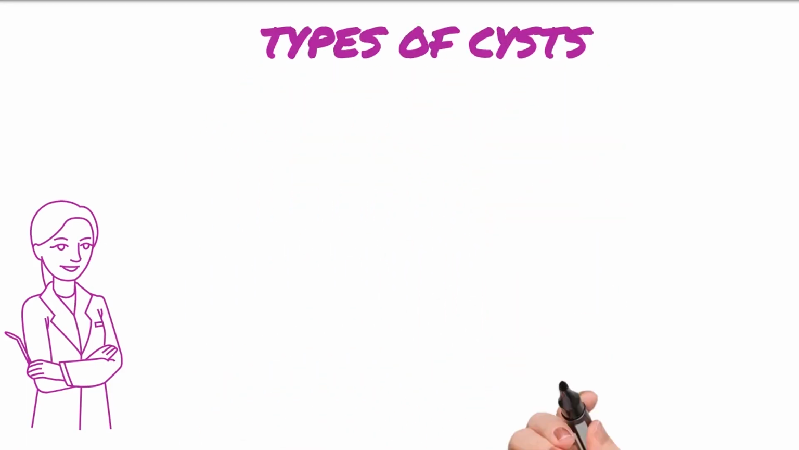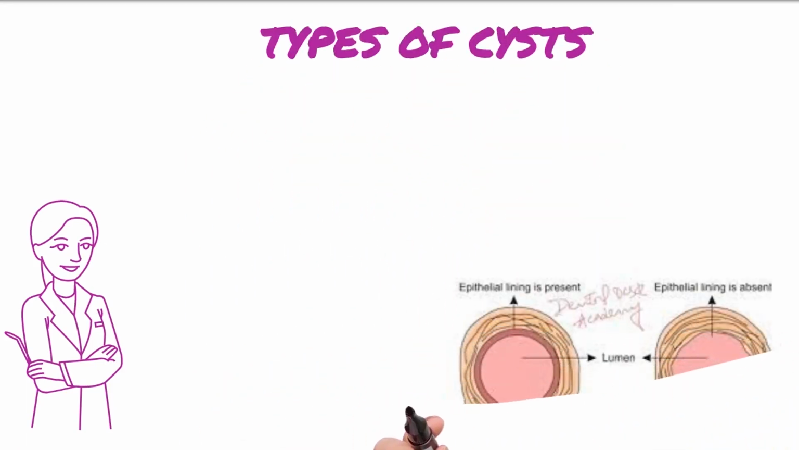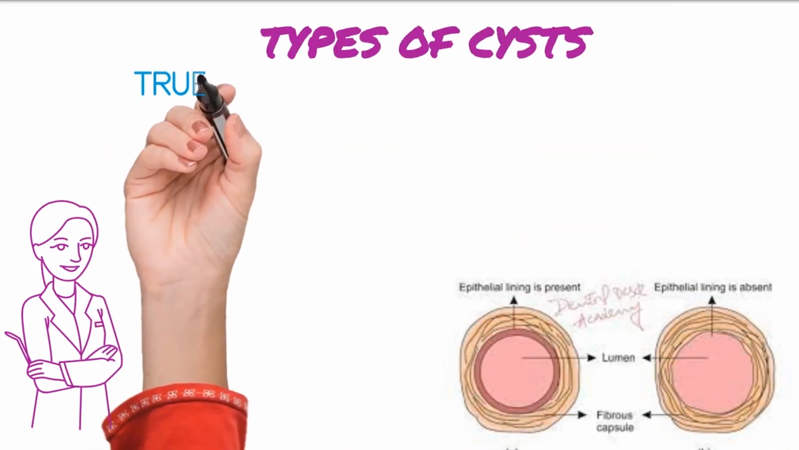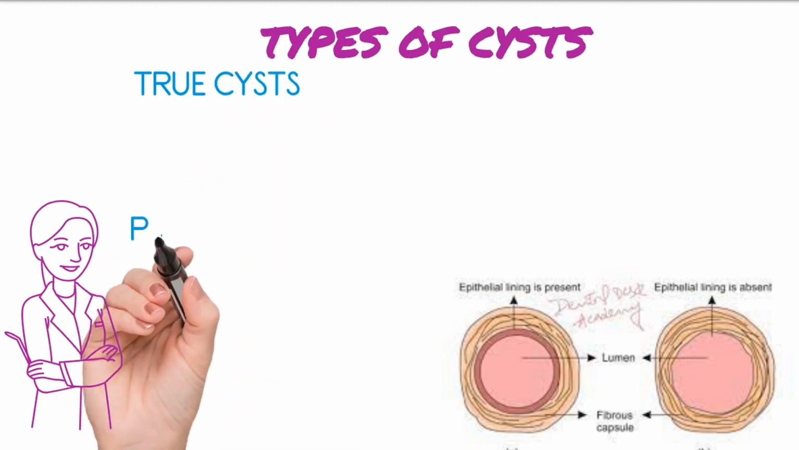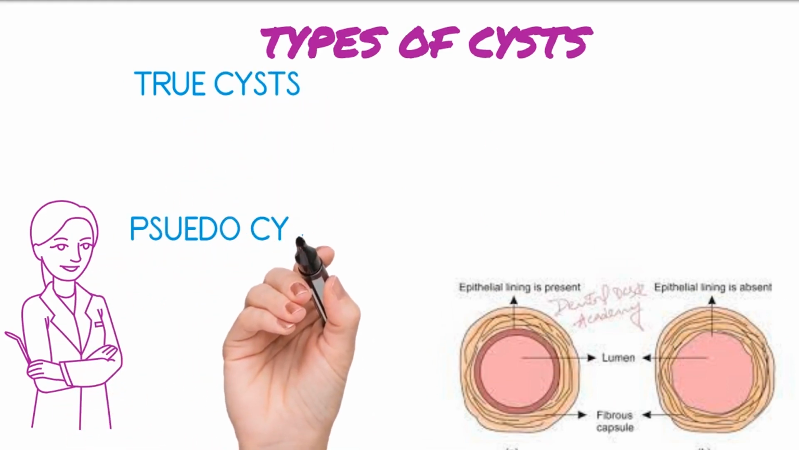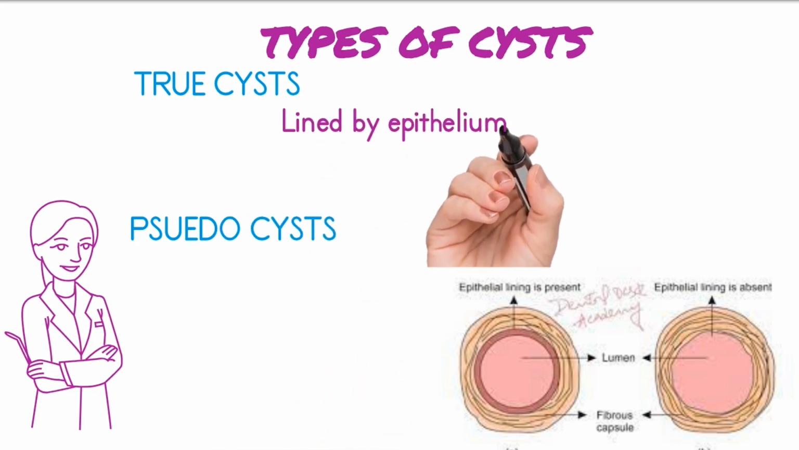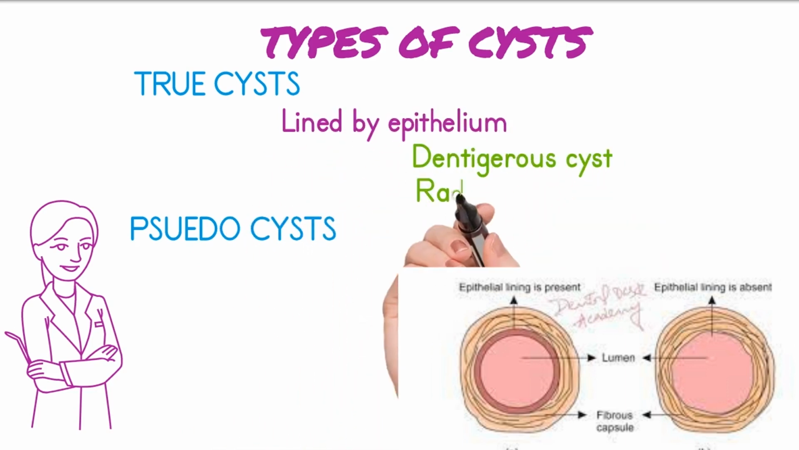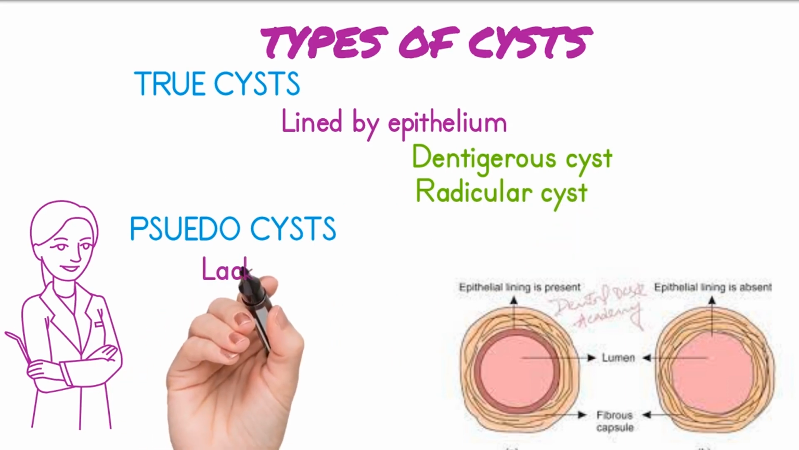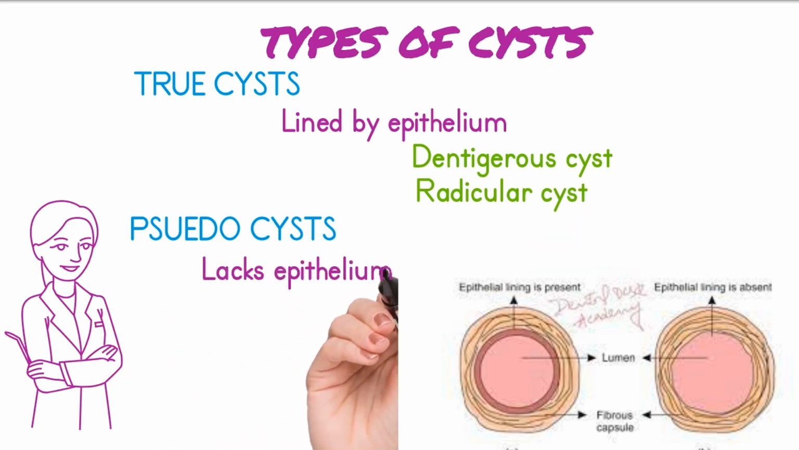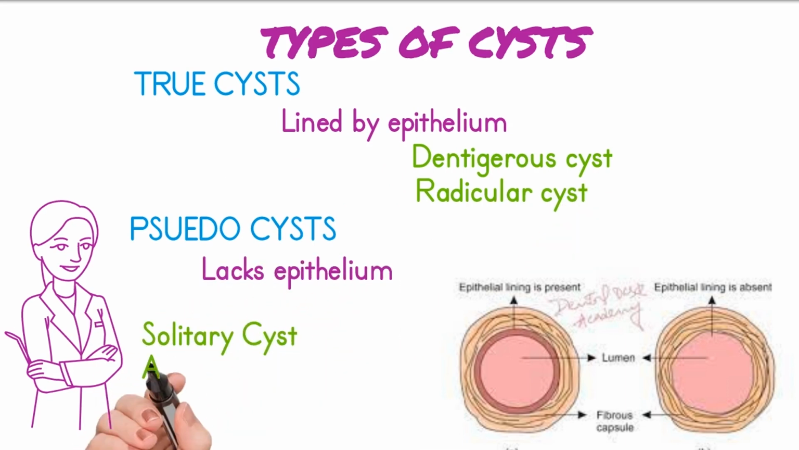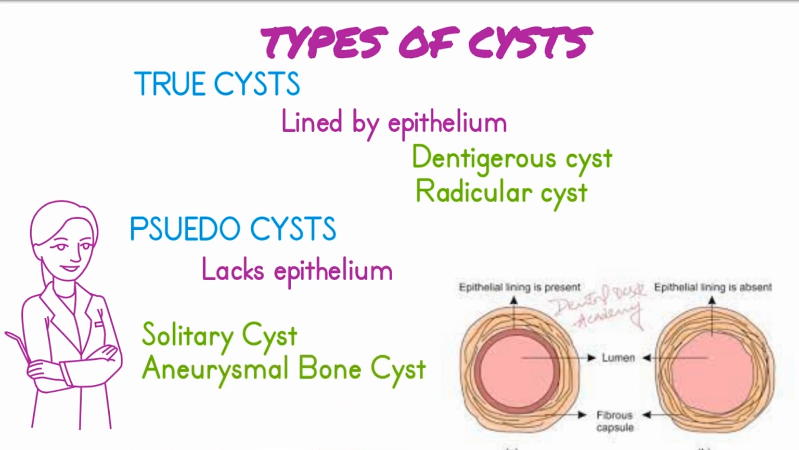Next is types of cysts. There are two types of cysts in oral cavity: true cysts and pseudocysts. True cysts are that which are lined by epithelium. Examples of true cysts are dentigerous cyst, radicular cyst. Pseudocysts are not lined by epithelium. Examples of pseudocysts are solitary bone cyst, aneurysmal bone cyst.